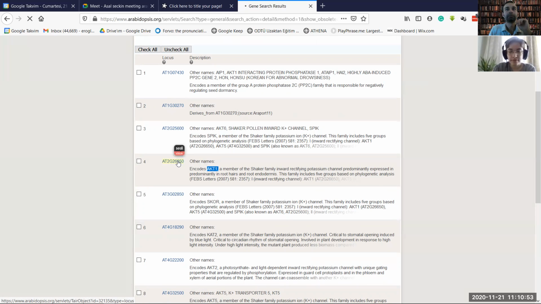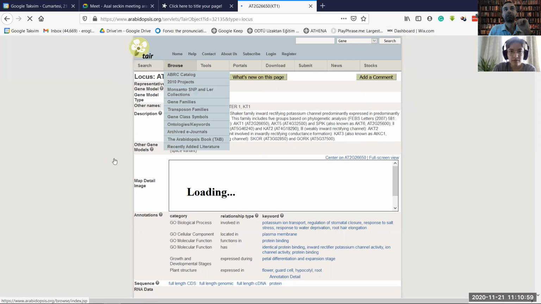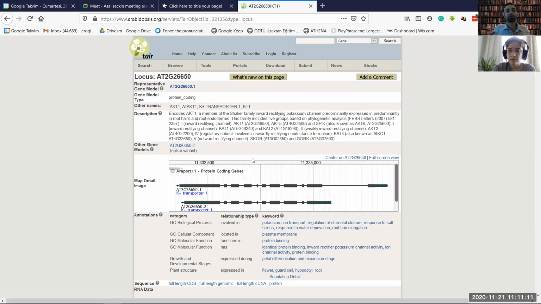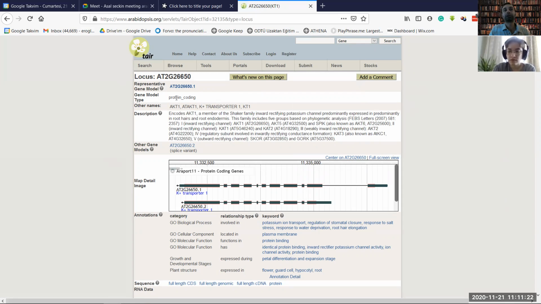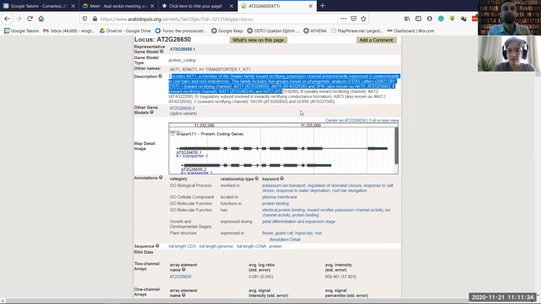So I push here. Here we have all the general information. For example, all the names that you can find in the literature for the same gene. Sometimes two groups find the gene at the same time, and then they give two different names. So you can find them here. And here is a description, not always a very good description. Usually the people who characterize the gene put in all this information. But it's good, you have a general idea of what it does.